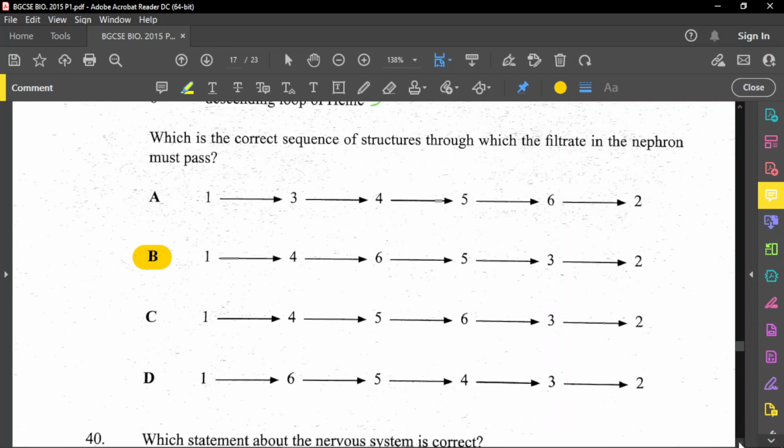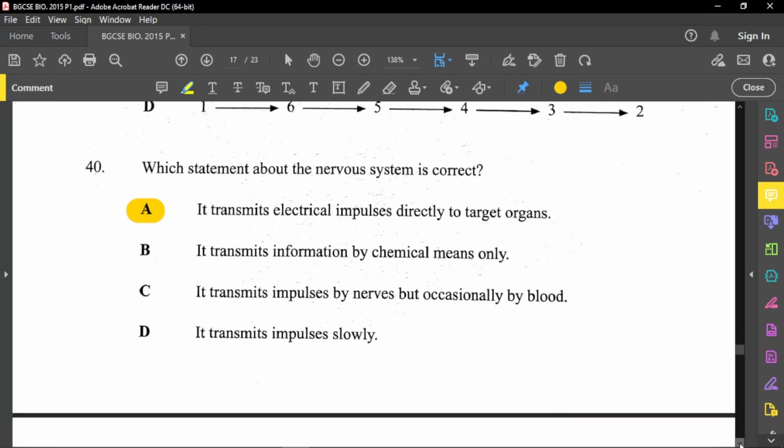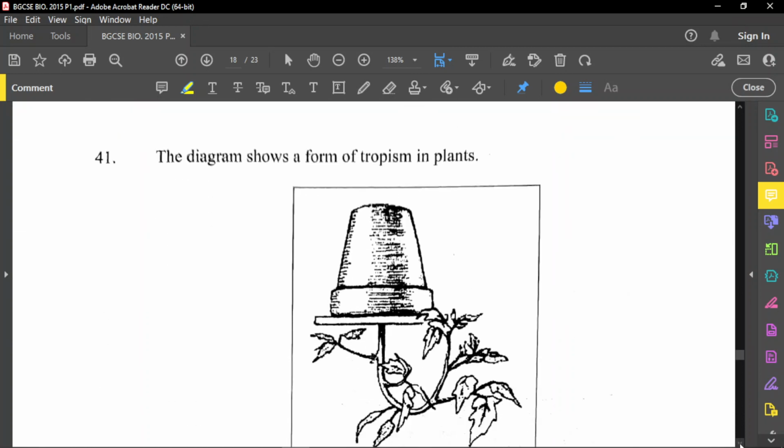All right, let's go to number 40, and we have 10 more questions to run through real quick. Which statement about the nervous system is correct? The nervous system transmits electrical impulses directly to target organs. That is right off the bat correct, because it transmits electrical impulses to the target organ, not chemical, because chemical deals with the endocrine system, which are hormones. And it does not transmit impulses through the blood, not at all. Hormones travel through the blood, and impulses travel really fast. They're fast processed.